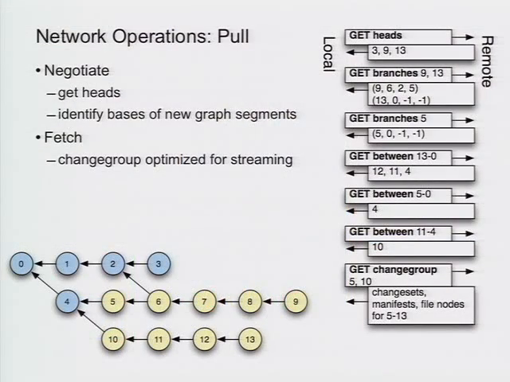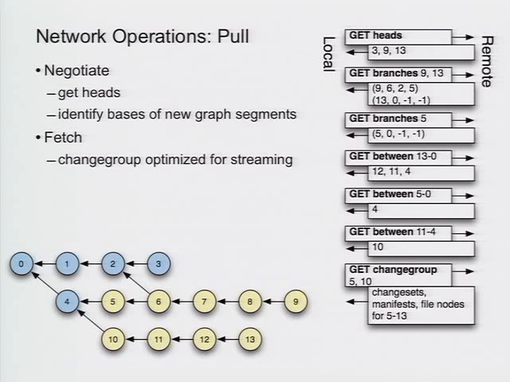Pull is slightly more complicated because there's this negotiation process where you have to figure out what the remote has that you don't have, so that the minimum amount necessary is transferred to you. So in this case, I have the nodes in blue, and the remote has all of these new ones in yellow. So I ask, what are your heads?